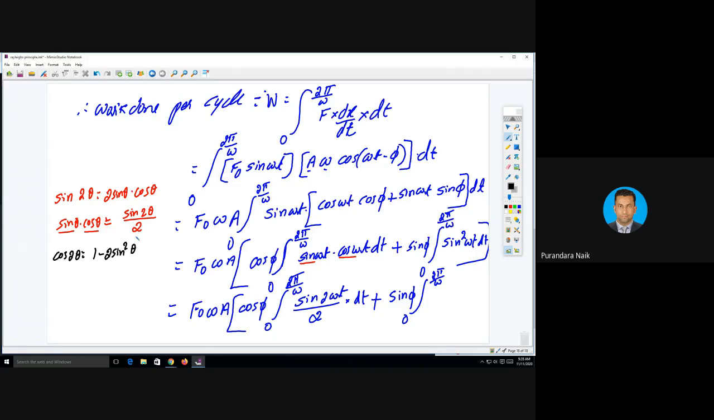Therefore, sine square theta is equal to (1 minus cos 2 theta) by 2. Correct? So I'll do the same thing here: 1 minus cos 2 omega t, divided by 2, into dt. Close the bracket.